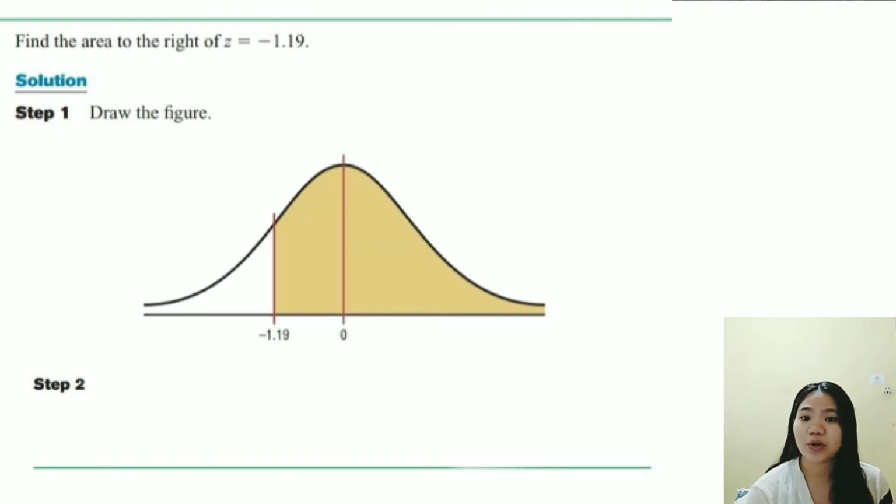So now that we have already drawn and shaded the figure, we are going to look for the area to the right of the z value of negative 1.19. Like the earlier case, we are going to look up the area of negative 1.19 in the table. Since negative 1.19 is a negative value, we are going to use the negative cumulative standard normal distribution table.